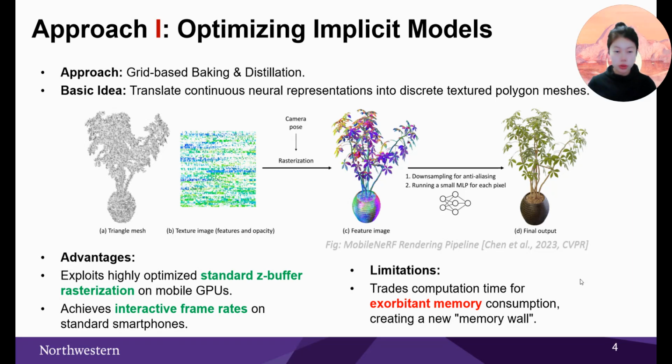However, this approach also comes with an important limitation. The baking process often trades computation cost for memory usage. A densely baked feature grid can consume gigabytes of RAM. For edge devices with limited memory capacity, this can easily create a new memory bottleneck.